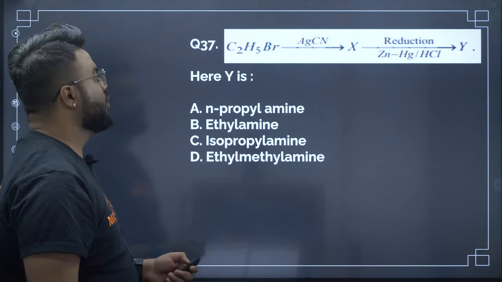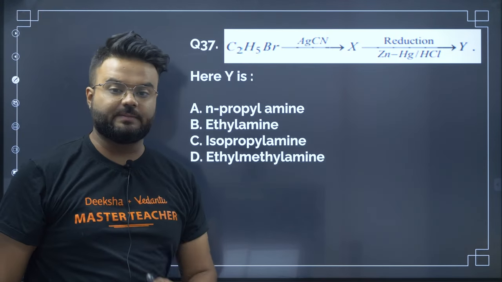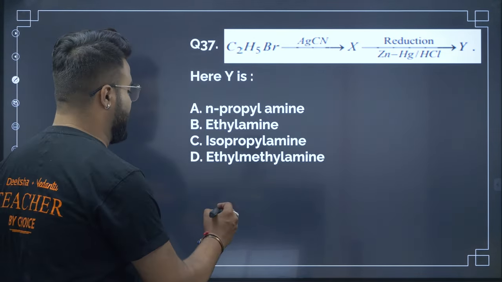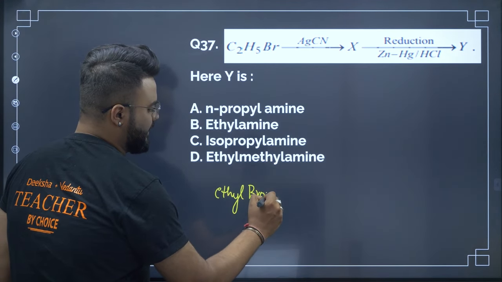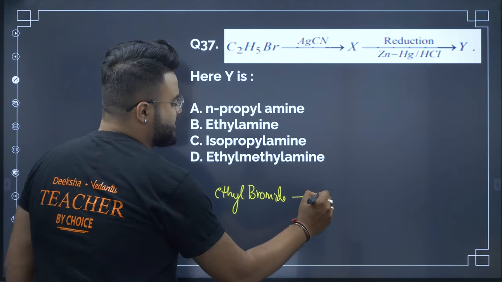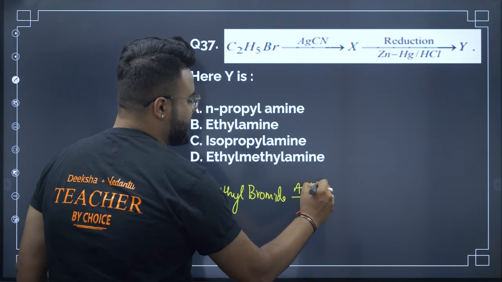Now, coming back to question number 35. This is a simple question. When ethyl bromide reacts with silver cyanide, what does it form?